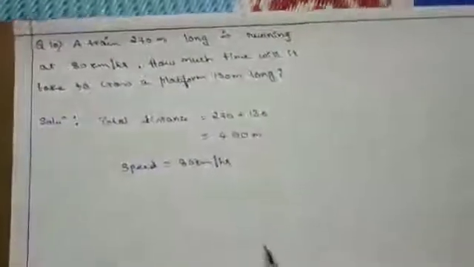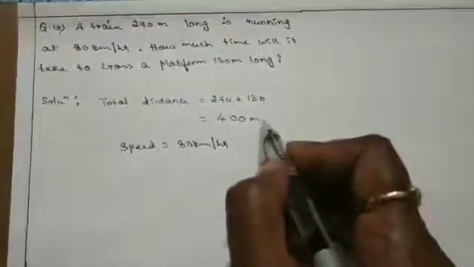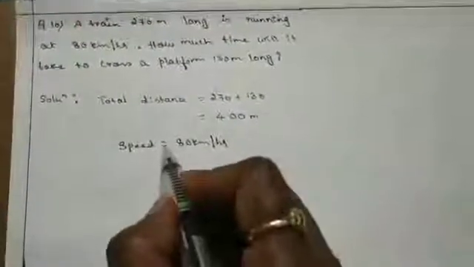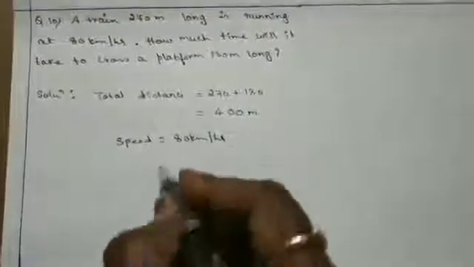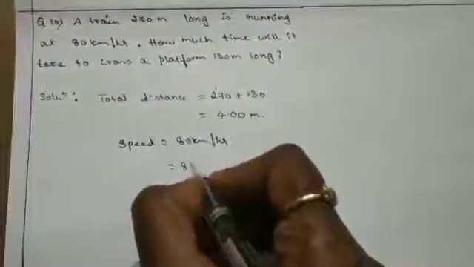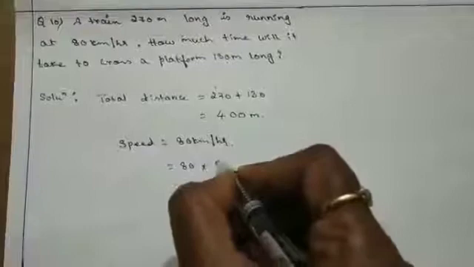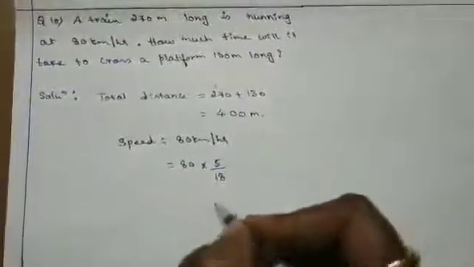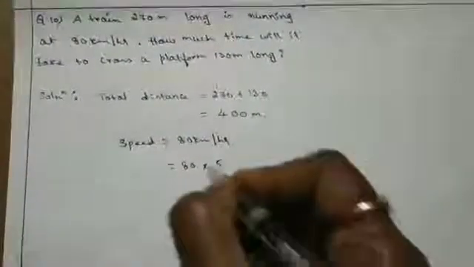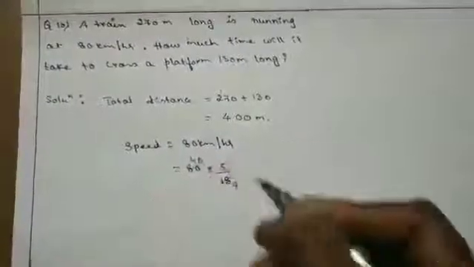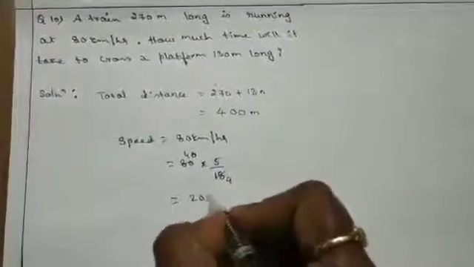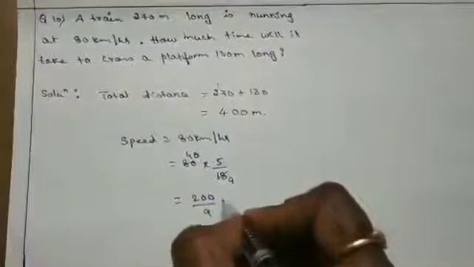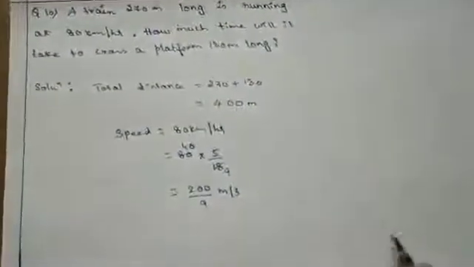So be aware here children, the distance is in meter. And here speed is nothing but distance by time. So here distance is in kilometer. So we'll convert to meter. 80 into 5 by 18. Then 2 9s are 18. 2 40s are 80. Then 4 5s are 20. So 200 divided by 9 meter per second. Further cancellation is not possible.